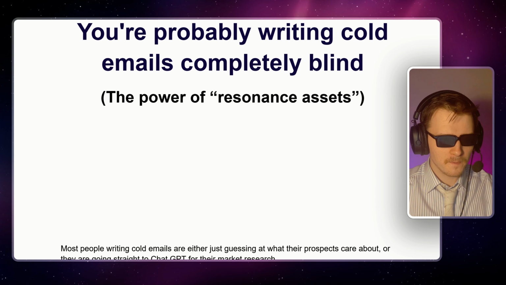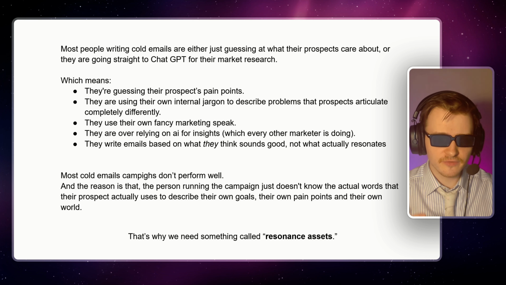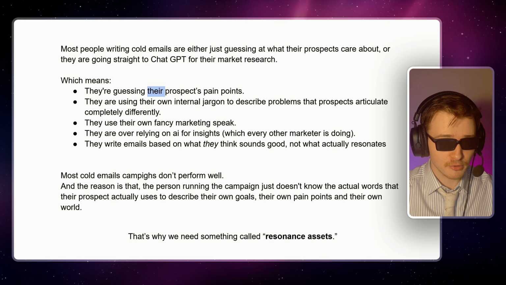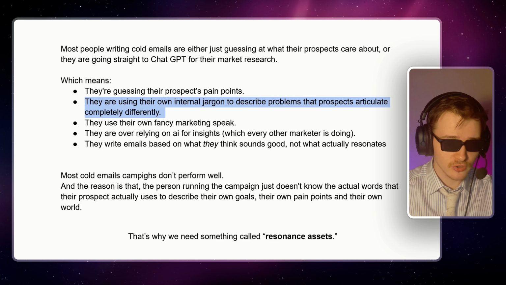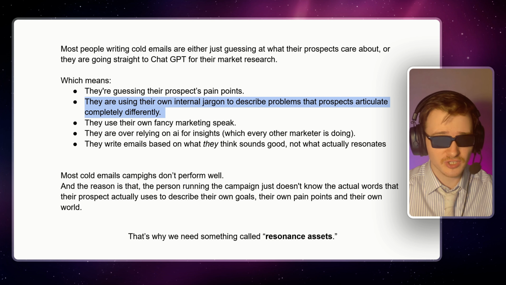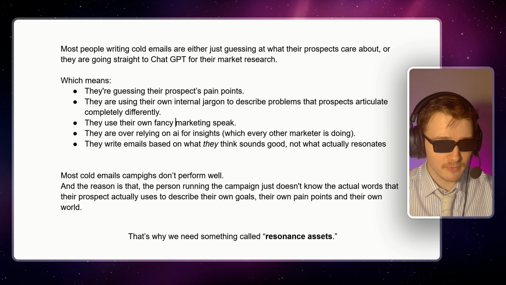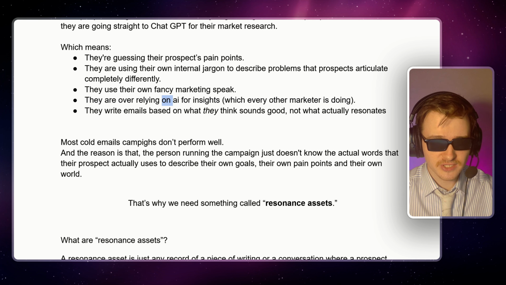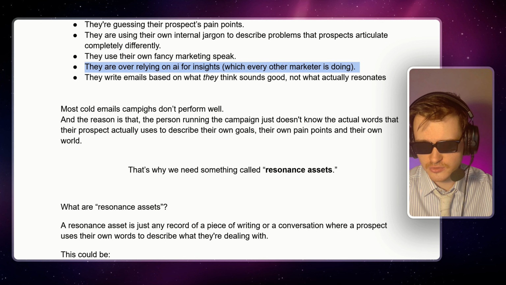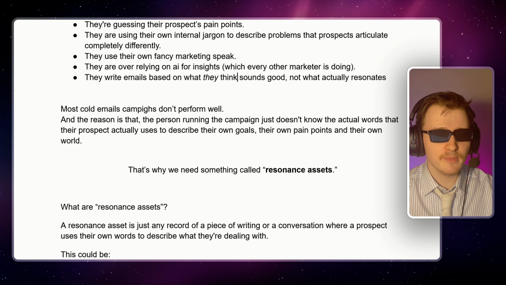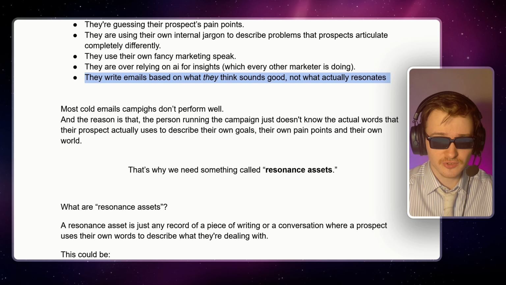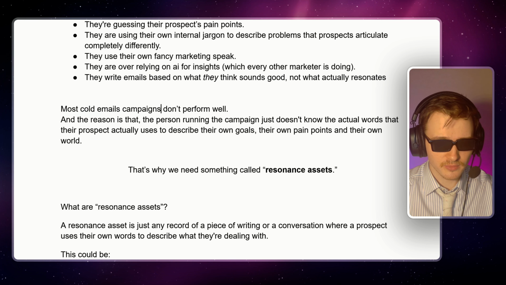Most people writing cold emails are either just guessing at what the prospects care about, or they're going straight to ChatGPT or Claude for market research, which means they're guessing the prospects' main pain points. They're using their own internal jargon to describe problems that prospects would articulate completely differently. They're using their own fancy marketing speak. They are over-relying on AI for insights, which every other marketer is doing, so you're not going to separate yourselves from your competition. And they write emails based on what they think sounds good, not what actually resonates with the market. And so most email campaigns don't perform well.